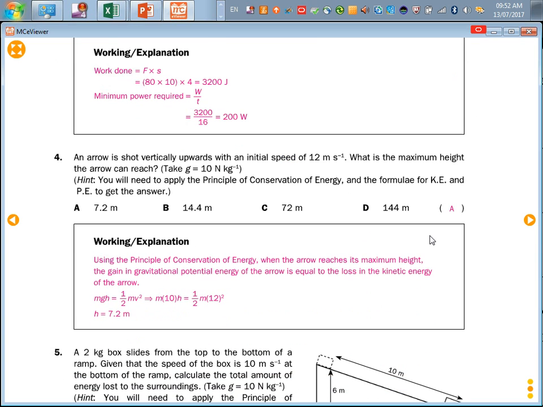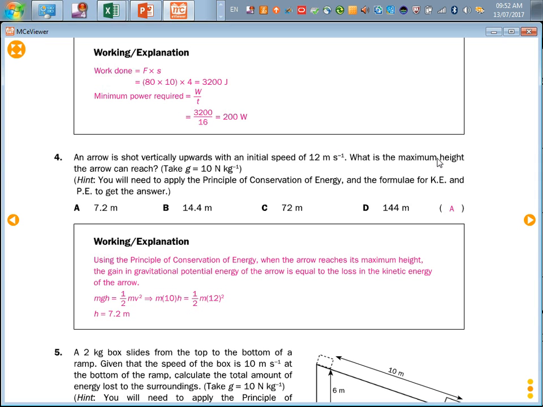Then an arrow is shot vertically upwards, initial speed 12 meters per second. Over here, just highlight this. Take note that you can calculate kinetic energy straight away from here, assuming you get the mass. They give you the speed over here. That tells you it is going to have kinetic energy. And once you have the mass, you can calculate the kinetic energy.